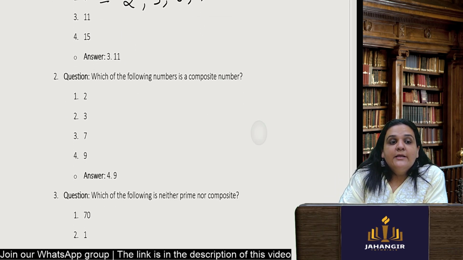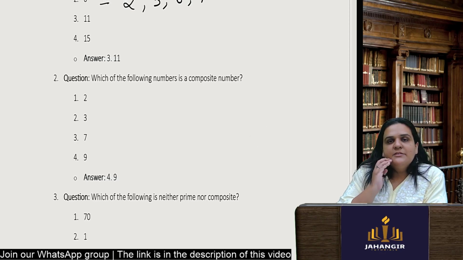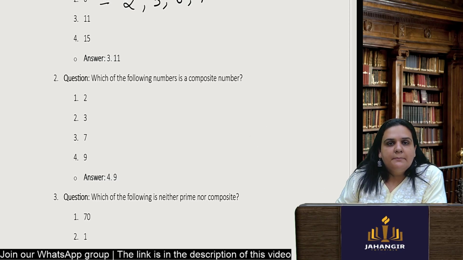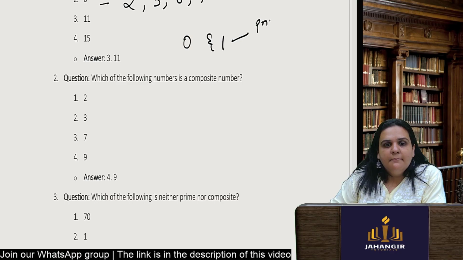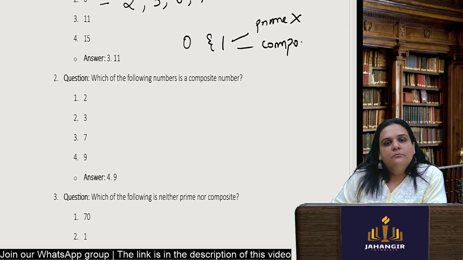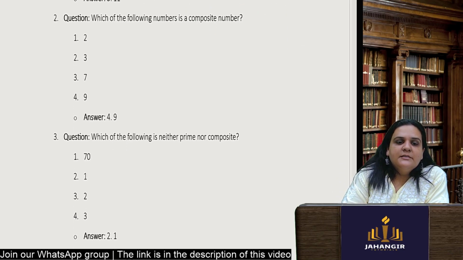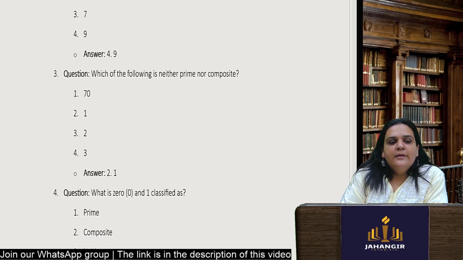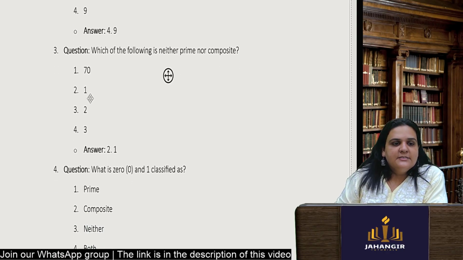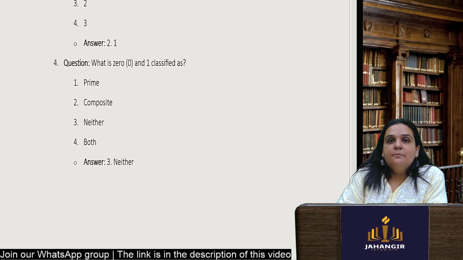Which of the following is a composite number? Numbers which are not prime numbers are composite numbers. Okay, 0 and 1 are neither prime nor composite. This you have to remember. 9 is a composite number. Which of the following is neither a prime nor a composite? I just said 1. What is 0 classified as? Prime, composite, neither? Neither.